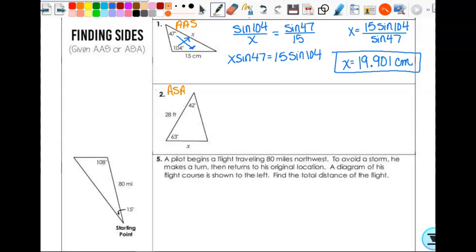What questions do you have? Pretty easy. All right, let's look at number 2. It's angle, side, angle, so it's going to be the law of sines.